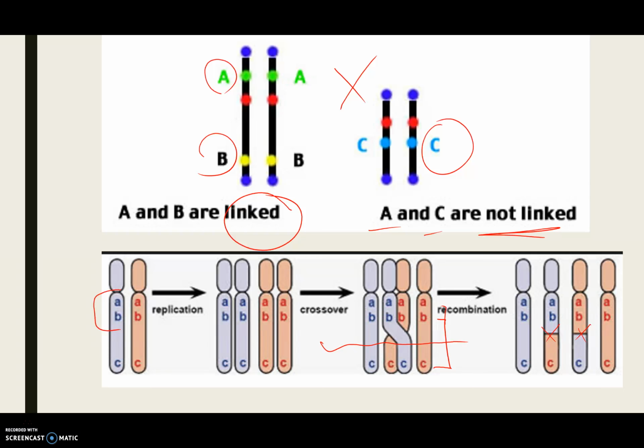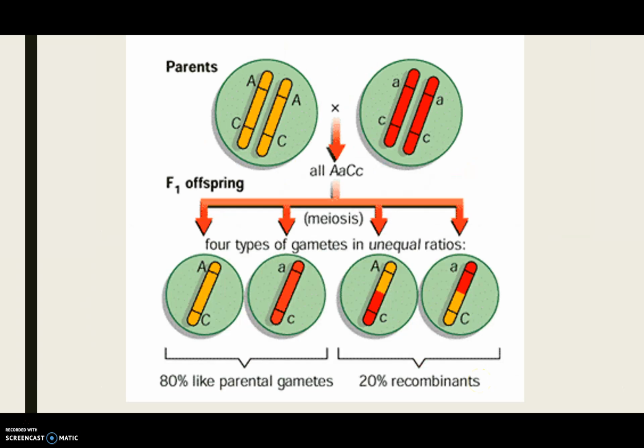Because C is so far from A and B, it's likely that crossing over is going to occur between these. Okay, so when we look at parental versus offspring, in our parents, we can see this parent is dominant for both, and the red parent is recessive for both. In their offspring, you're going to have some gametes that look like parent 1 and some gametes that look like parent 2. But because of the results of crossing over, you have some gametes that have both combinations.